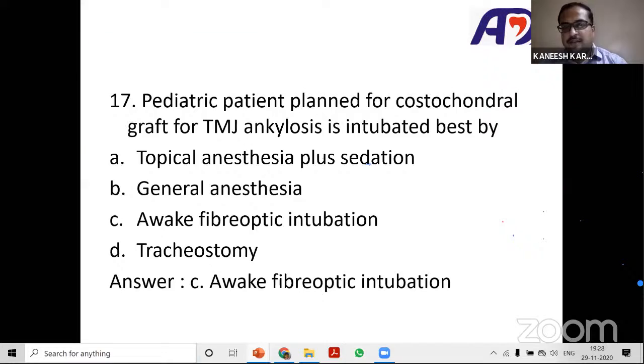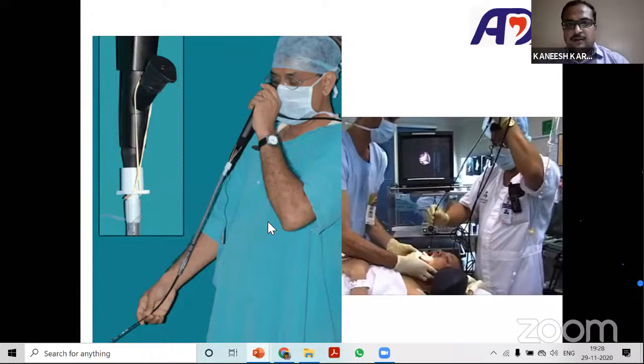See, this is the awake fiber optic intubation. Okay. You attach the endotracheal tube here to the endoscope. This is the endoscope. It has a camera here and it is projected on the screen. So you insert the tube into the trachea and then you push the endotracheal tube. Okay.